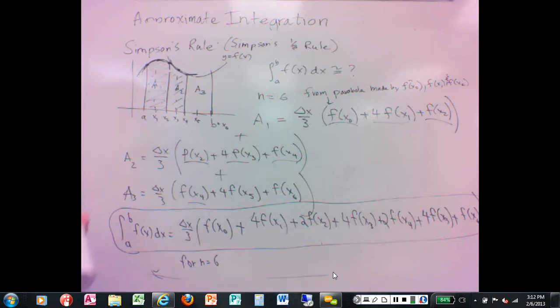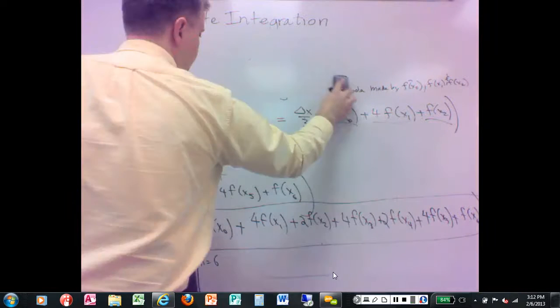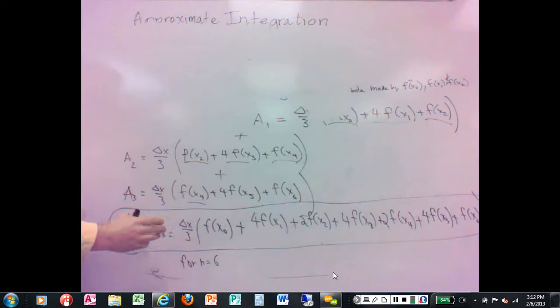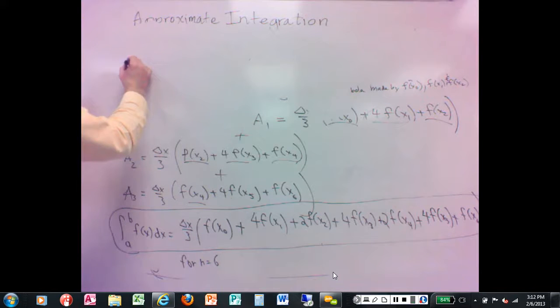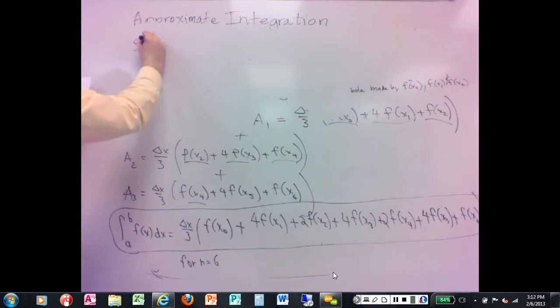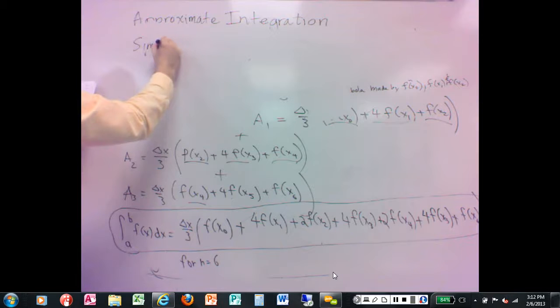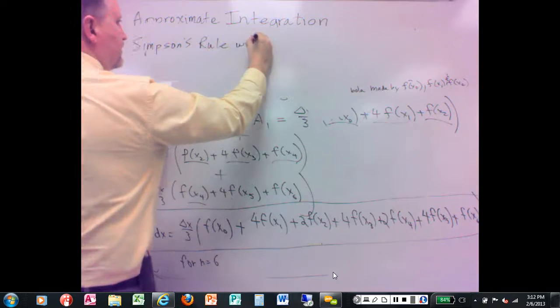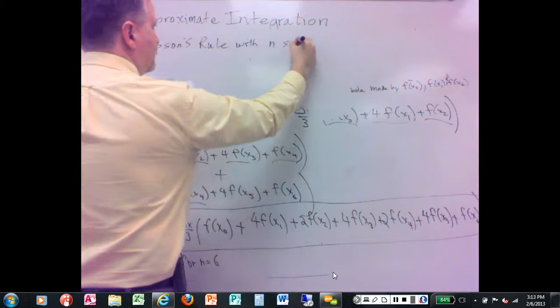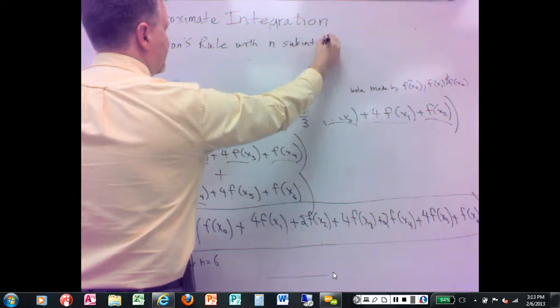So if I just say for n subintervals, here's Simpson's rule right here. And you see why it's a 1/3 rule? Because it's divided by 3 here, delta x divided by 3. Whereas the trapezoidal rule is divided by 2. Simpson's rule is divided by 3, so it's called the 1/3 rule, Simpson's 1/3 rule. All right, but anyway, Simpson's rule for n subintervals: n has to be even.